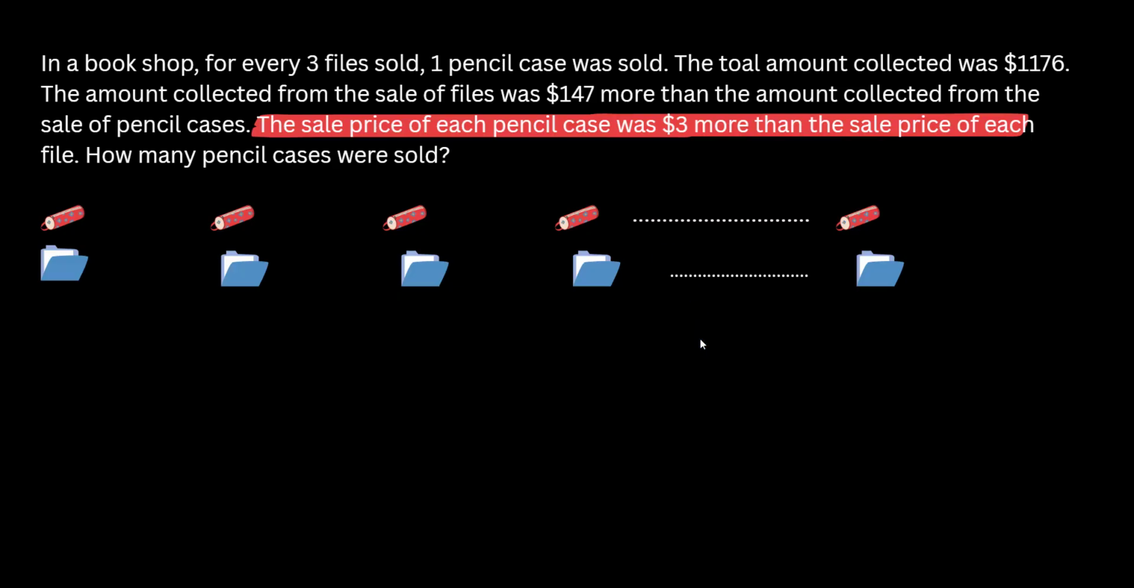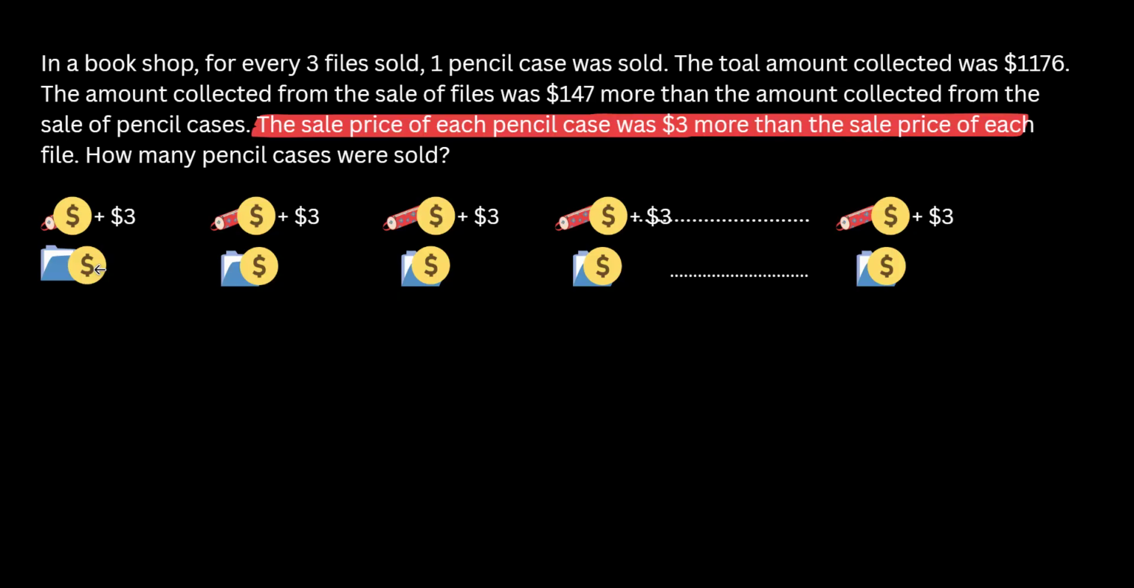Now, here it says that each pencil case was $3 more than the sale price of each file. So let's say there is some amount of money collected for the sale of each file; the pencil case is going to be $3 more than that. And we know that the total amount of money collected from this one group of pencil cases that were sold is $514.50, whereas the amount of money that we collected from the sale of files, just in one group, was $220.50.